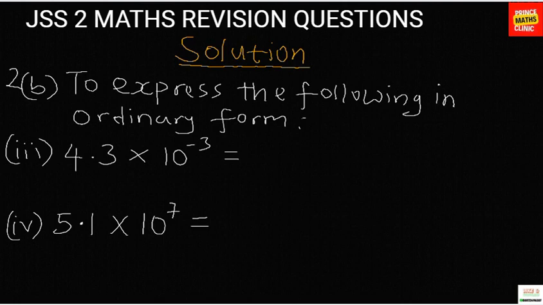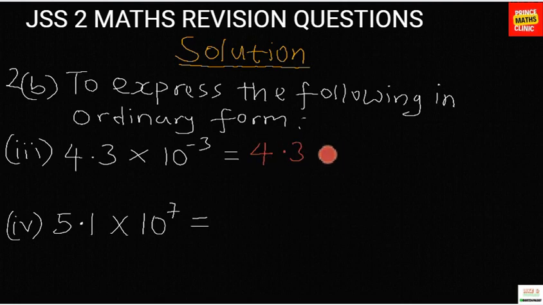Oh, I thought we are moving to number 3. We still have number 2b to tackle. In number 2b, we are given 4.3 times 10 raised to power negative 3. What do we do? Since it is negative 3, watch the outcome. We are going to write it like this.